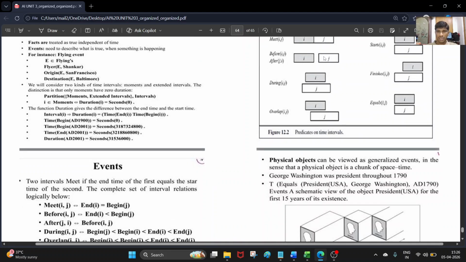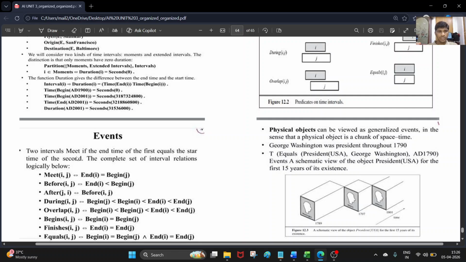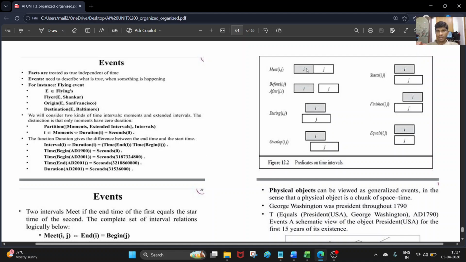Next is event algebra, Allen algebra. Two intervals meet if the end time of the first equals the start time of the second. So when the first event ends, that becomes the start time of the second event. So this is event algebra. Meet(I, j): event I ends at the same time a new event j starts. Before(I, j), After(j, I).